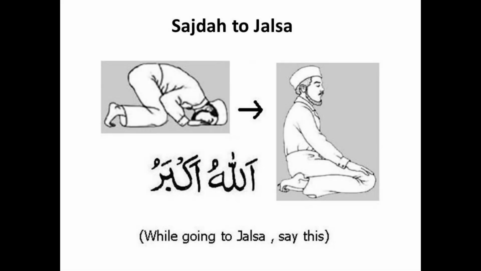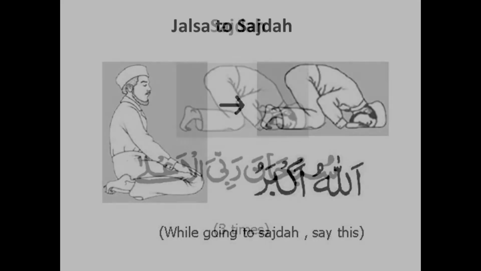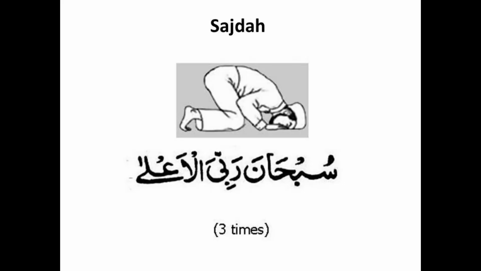And then we go up into Jalsa. Jalsa is the sitting position between the two sajdas. Whilst we are going back up into Jalsa, we recite Allahu Akbar. After doing this, we go back into sajda. And whilst we are going into sajda, we recite Allahu Akbar. And then again, whilst we are in sajda, we recite Subhana Rabbiyal A'la, three times.